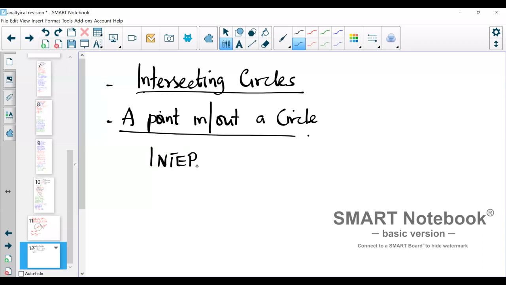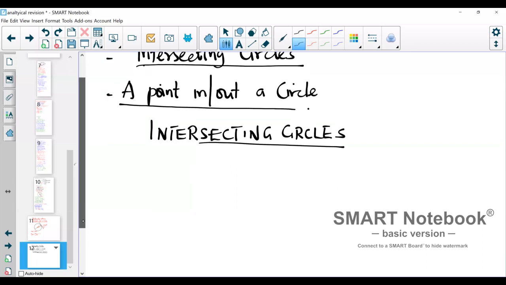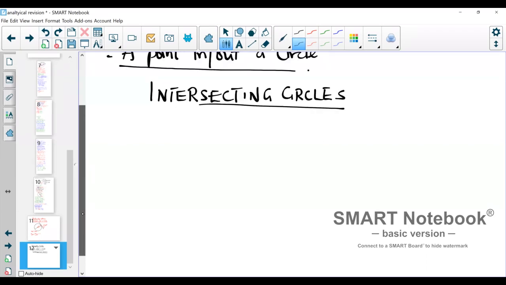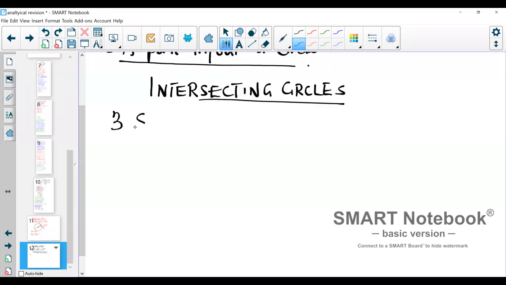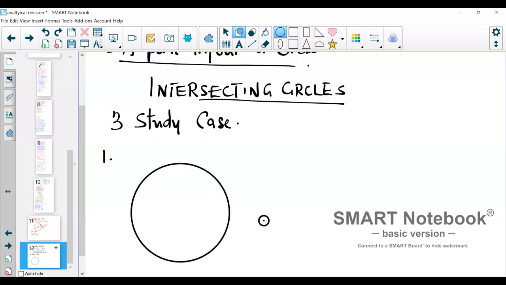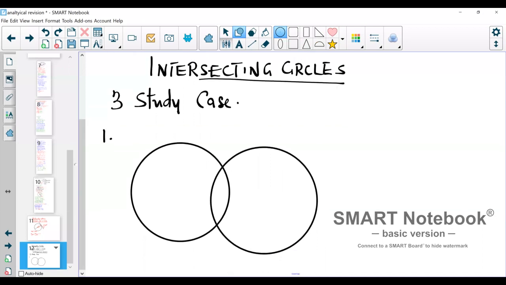Intersecting circles. When do we say circles are intersecting? All right, we're going to have three scenarios, three cases, three study cases. One. All right, one is this.